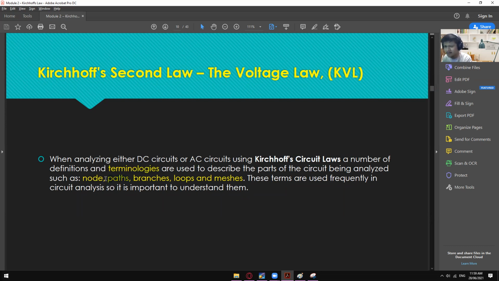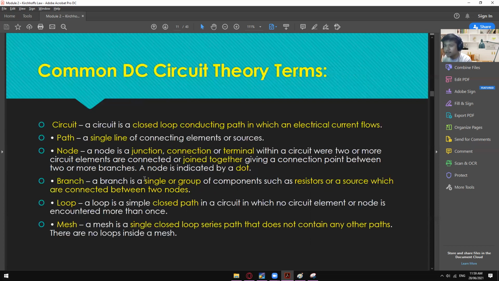I hope you guys are already familiar with path. Path is just a line, okay, and then branches. So this might be new to you guys, and then loop. So this might also be new to you, and then meshes. Okay, so these terms are used frequently in circuit analysis, so it is important to understand them. So here are the definitions of those terminologies.